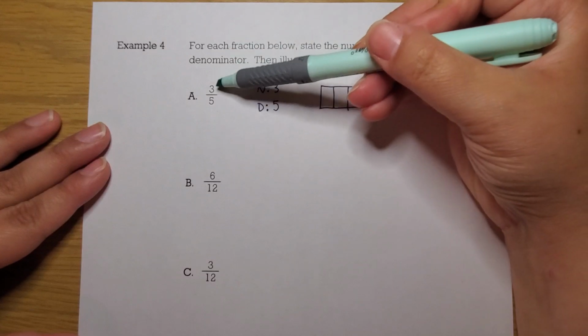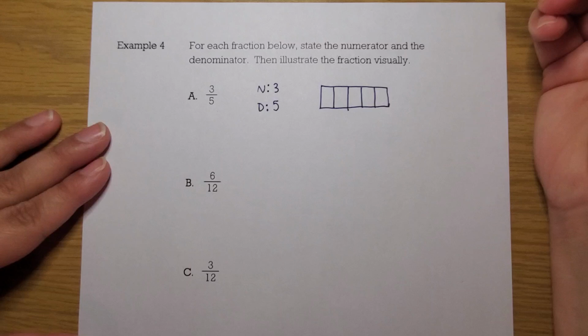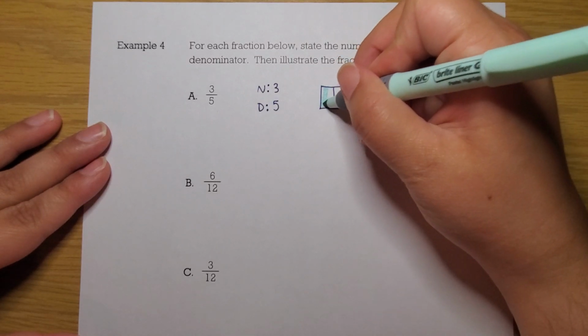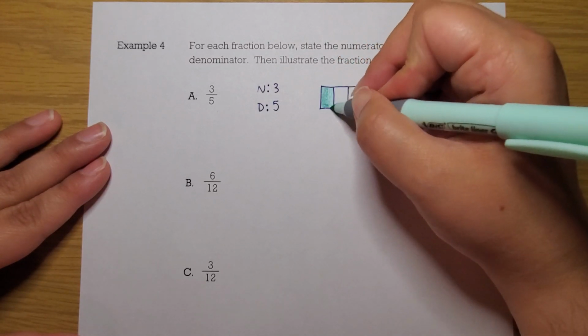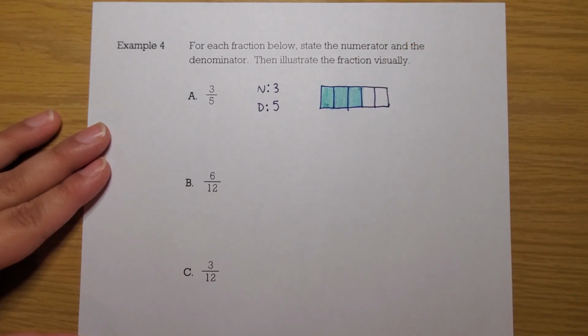Then the numerator tells us how many of those pieces we want to color in. So we want to color in 3 of them. It honestly doesn't matter which 3 pieces you color in. I do like to just shade them in starting from the left, because that'll usually make it easier to compare fractions later on in the future. But honestly, it doesn't matter.